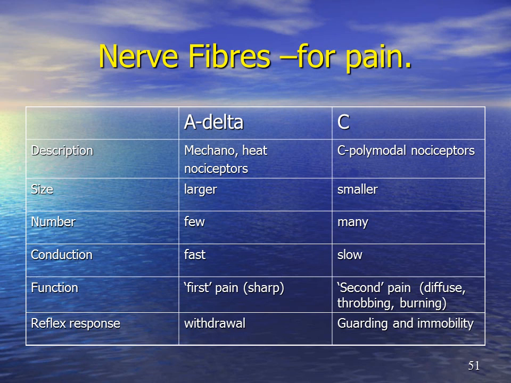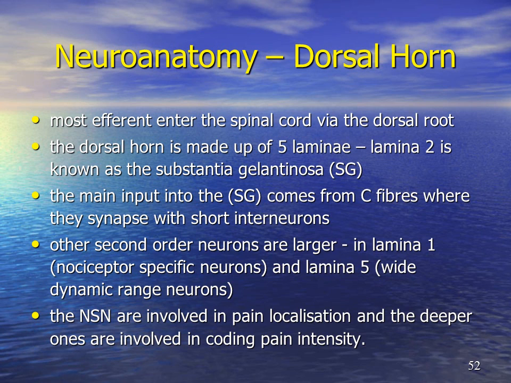So if someone pinches your arm or something like that, you feel that first pinch, and then you feel this throbbing pain afterwards, and that's the slower C fibres causing that second type of pain. So the dorsal horn is a very complicated area, but very important in terms of pain transmission.